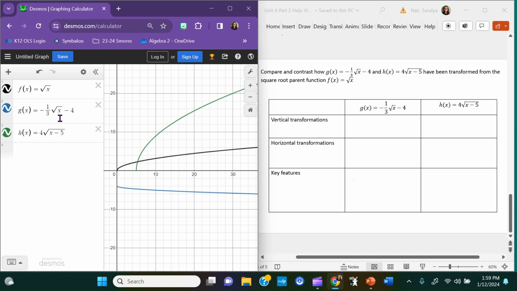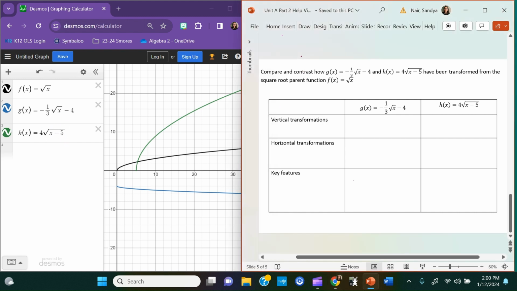If you would rather use a study guide with a chart to figure these out, you can do it that way also. So the vertical transformations: you can see the top graph, the blue one, has actually been reflected. So g of x, we would say it has a reflection over the x-axis. That's one vertical transformation that I see.